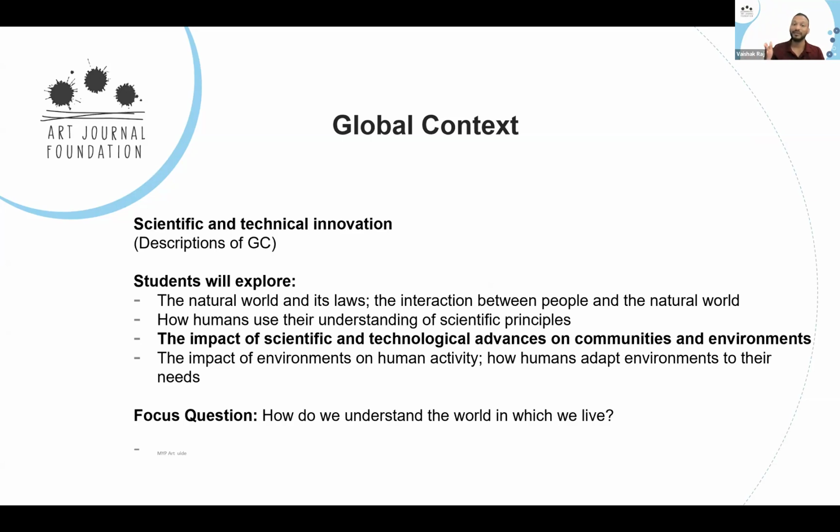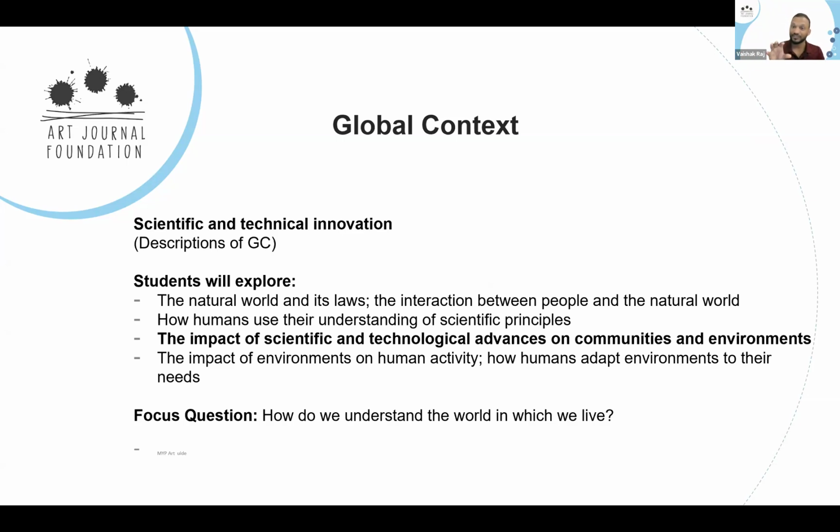It's the natural world and its laws, the interaction between people and the natural world, how humans use their understanding of scientific principles, the impact of scientific and technological advances on communities and environments, the impact of environments on human activity, how humans adapt environments to their different needs. Now, the focus question is, how do we understand the world we live in?